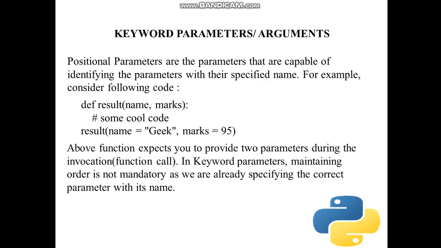Next is your keyword parameter or argument. Now we have seen that in positional parameters, the position matters, whereas keyword arguments are capable of identifying the parameter with their specified name. For example, we have seen in the previous slide that function result has name and marks, and then we are calling result(name="geek", marks=95). Here we are calling the function by giving the parameter name also and the value also. So the output is going to be correct.